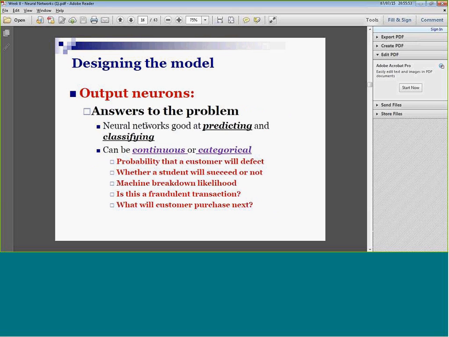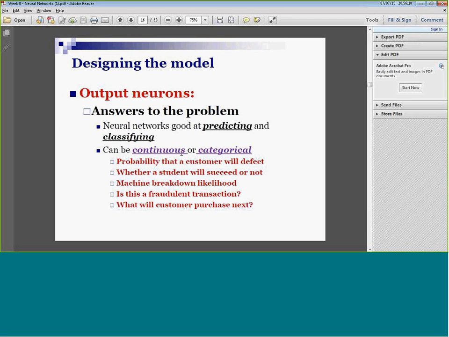Now, I'll come back to that in a minute. I'm going to walk you through a brief example. So, output neurons. This is the answer. And there are two things neural networks are good at: predicting and classifying. Those are two biggies when it comes to the world of predictive analytics.